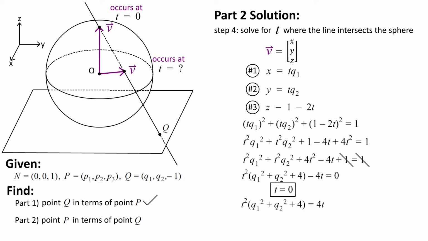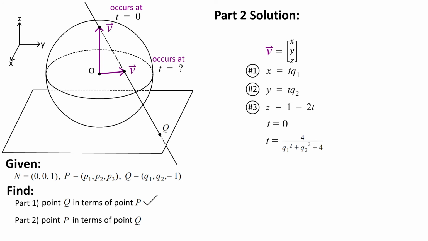Reducing even further and moving the 4t to the other side, we get t squared times (q1 squared plus q2 squared plus 4) equals 4t. Canceling out a t from each side and then solving for t finally gives us that t equals 4 over (q1 squared plus q2 squared plus 4). These are the 2 values of t for where our line meets the sphere.